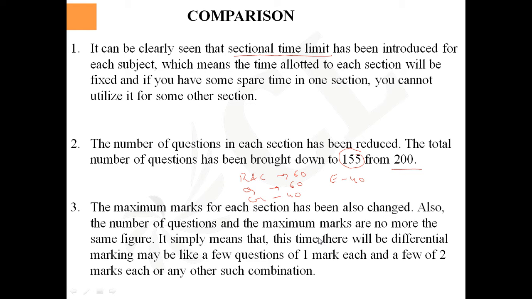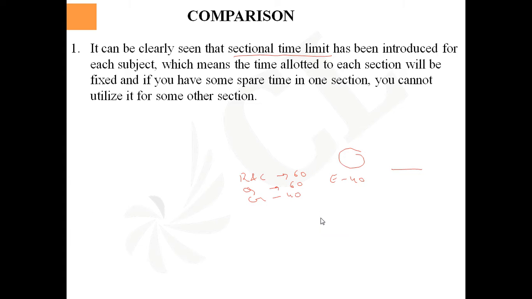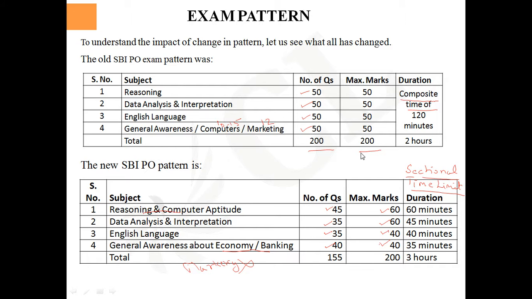Questions of 1 mark, 1.5 mark, 2 mark, a lot of possibilities are there, right? If we see the pattern, let's say there are 45 questions of 60 marks. So what does that mean? 60 by 45, which is 1.33 marks per question. It's highly unlikely. What I am assuming is probably there will be few questions of 1 mark, few questions of 2 marks, or maybe 1.5.